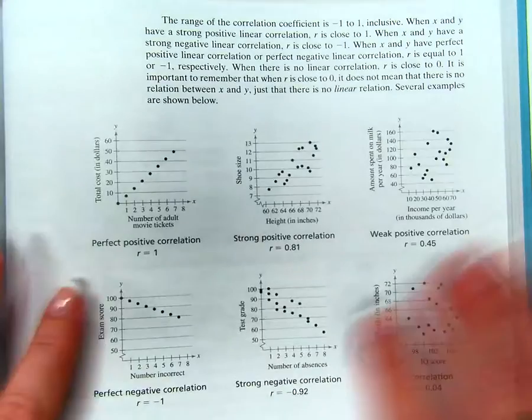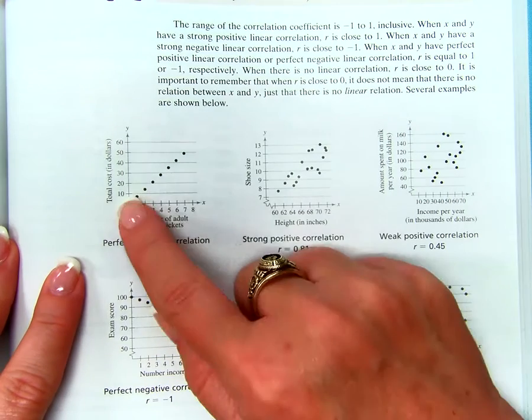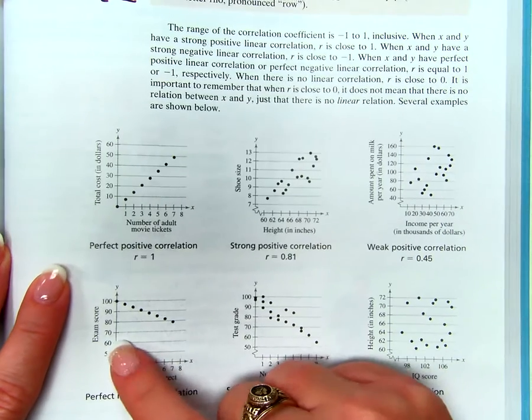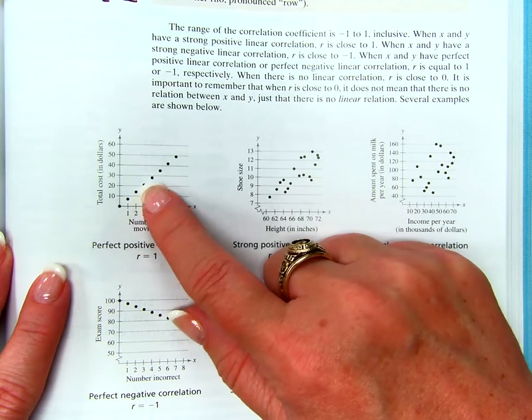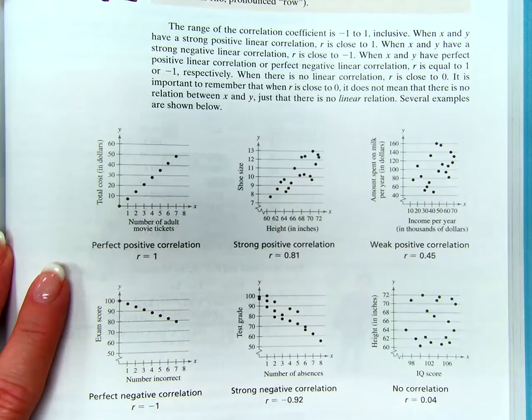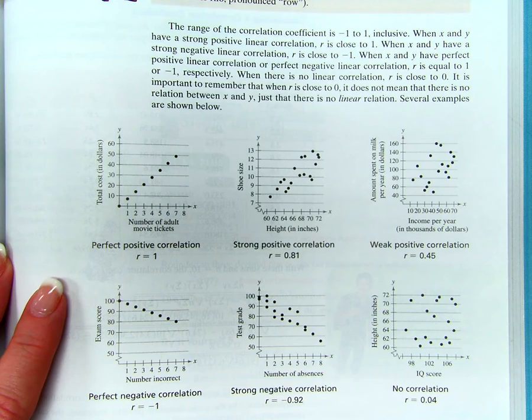So here's one example. The number of adult movie tickets versus the total cost. Well, that's perfect positive correlation because it's going to increase by the same amount every single time, right? That is a line. Does that make sense?